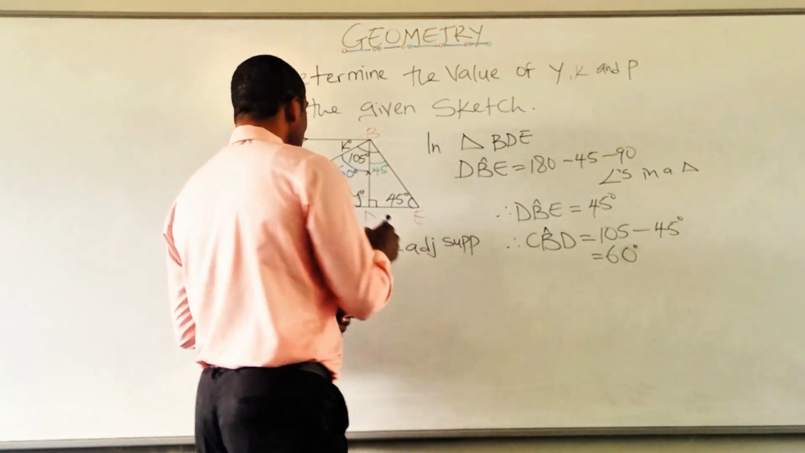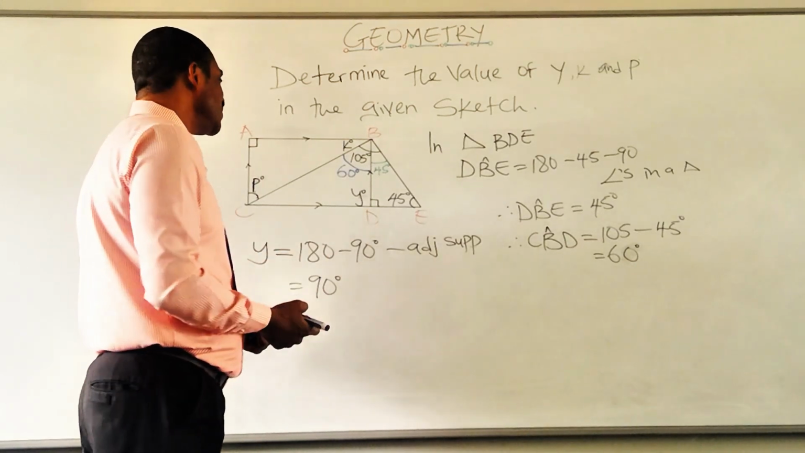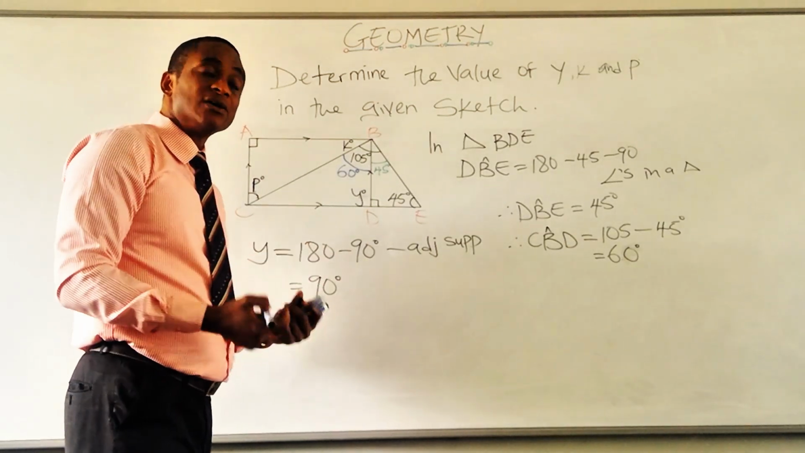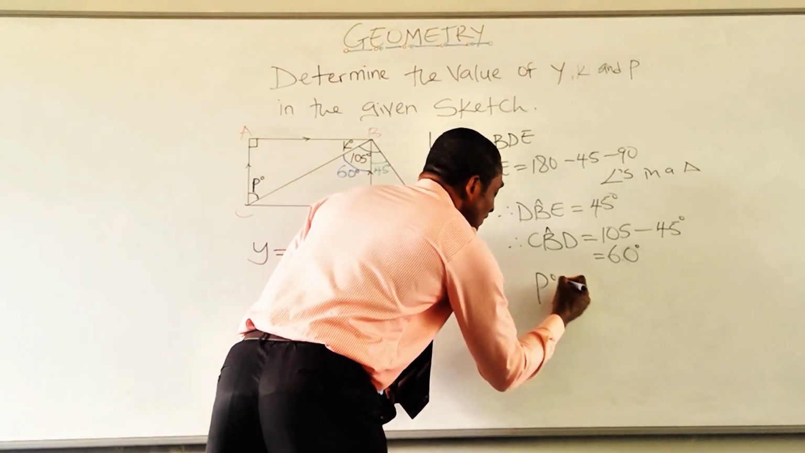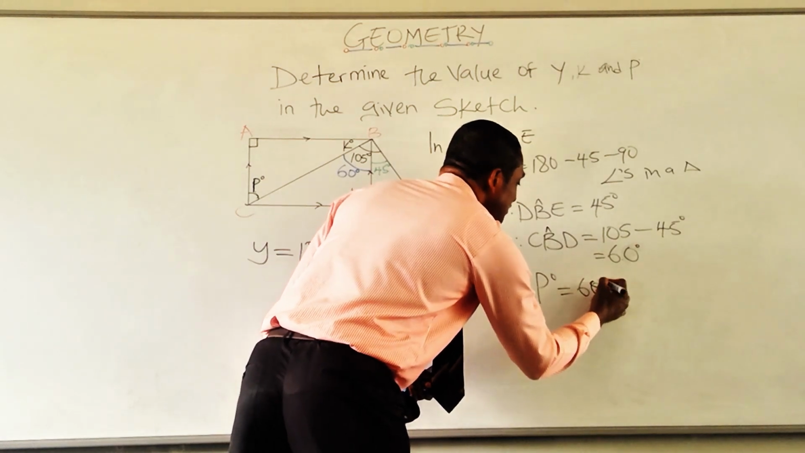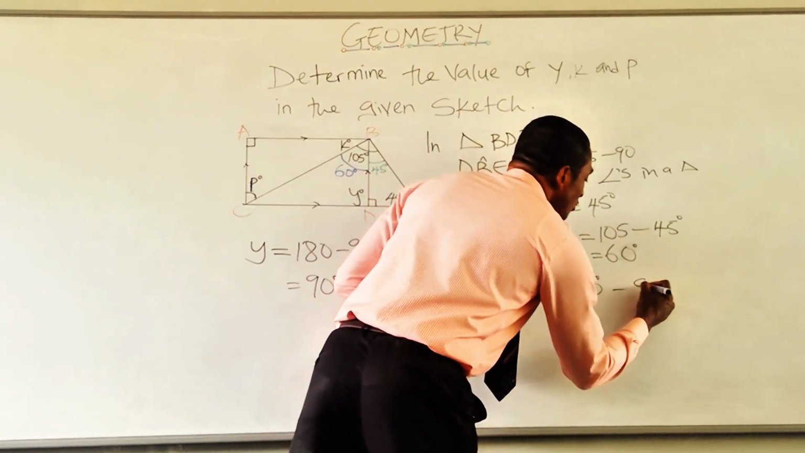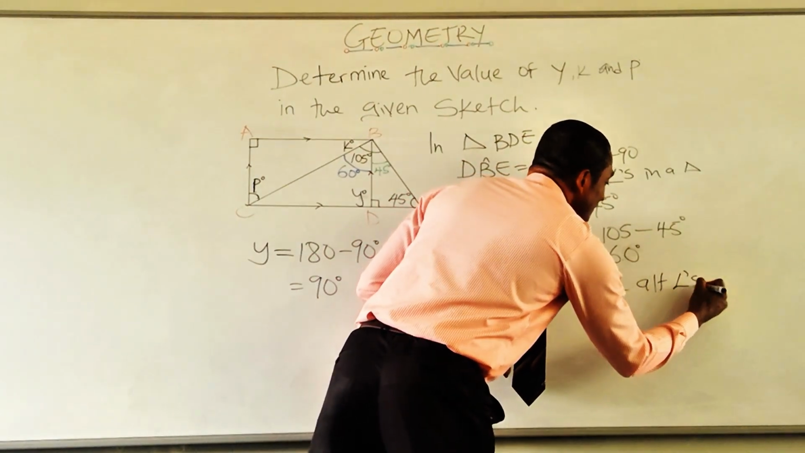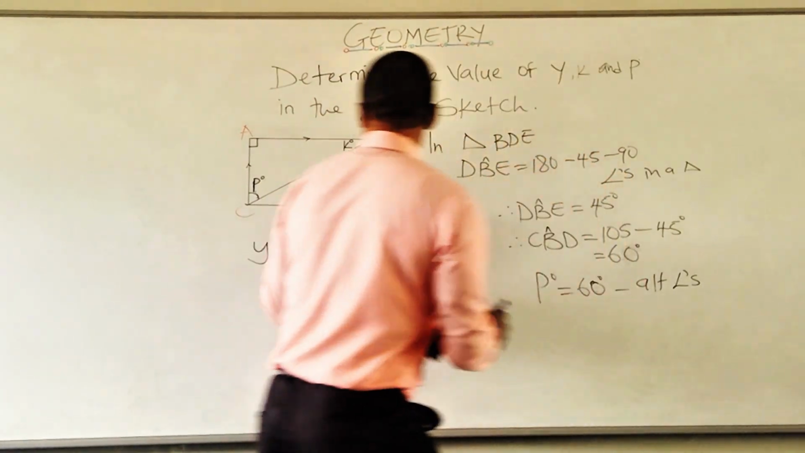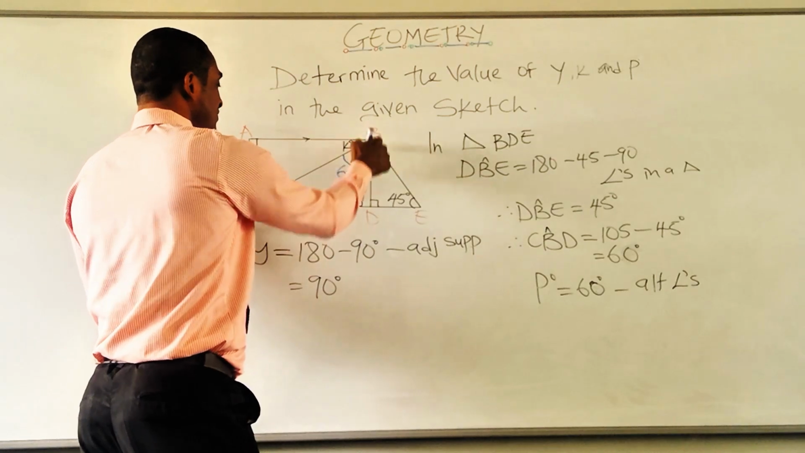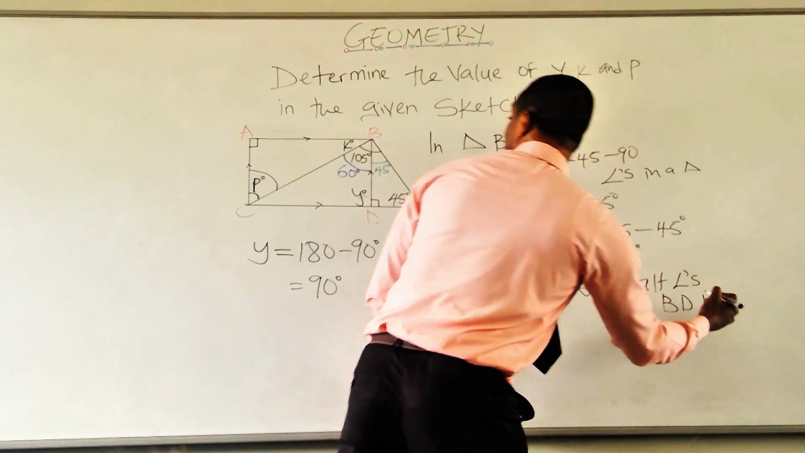So we can say that k plus 60 is equal to 90 degrees because it forms angles in the quadrilateral. Or we can say that p is equal to 60 degrees. P is equal to 60 degrees because alternate angles are equal. And they are alternate because BD is parallel to AC.